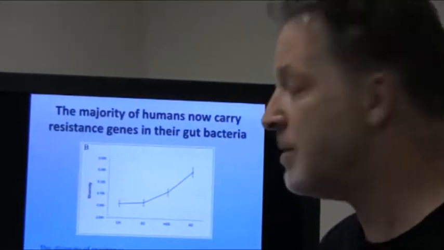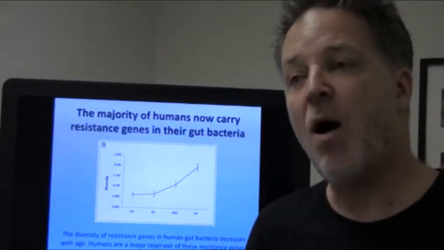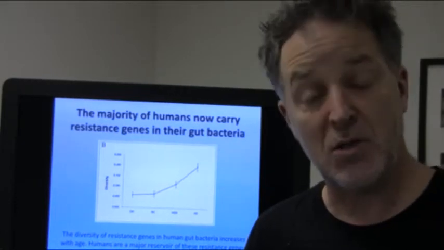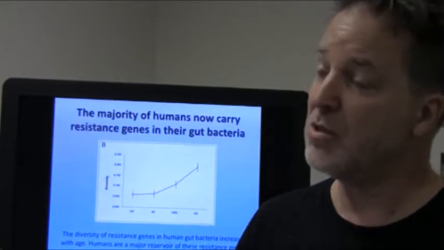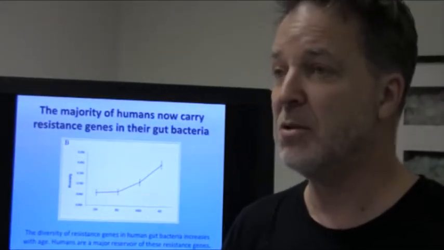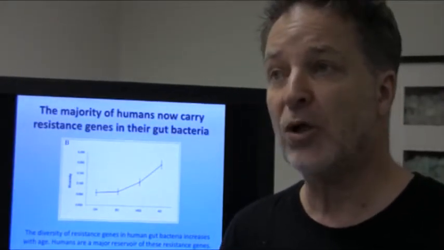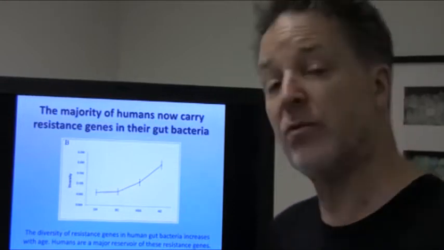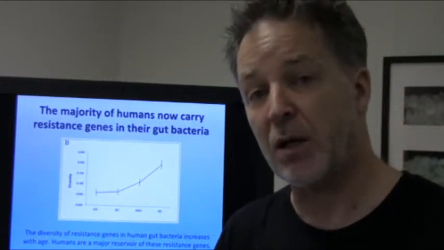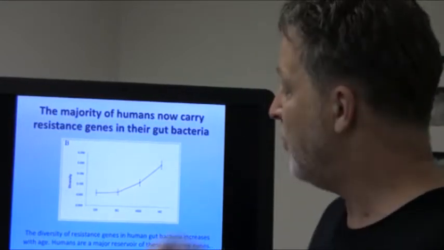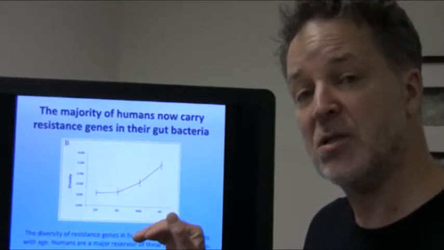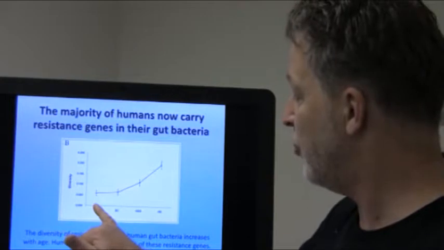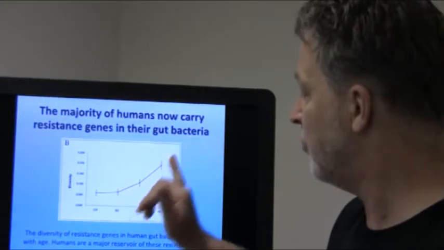Now what that means is that our gut microbiota, at least in urbanized populations that live in cities and developed countries, all now carry antibiotic resistance genes. And the number of those antibiotic resistance genes increases as we get older. So this is children, school children, high school children, and adults.